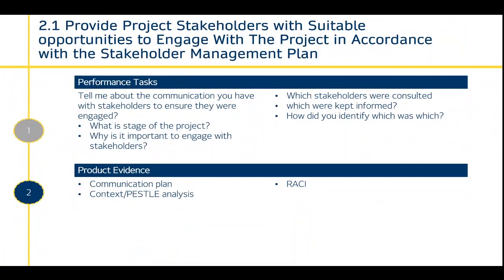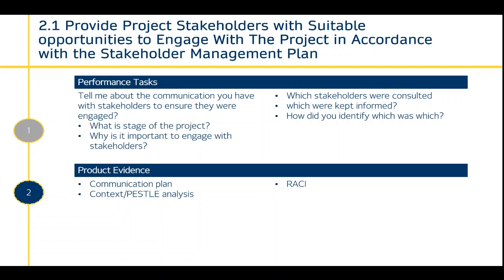First outcome is about project planning. Second outcome, project delivery. So we're now moving on to your projects running and you are managing and communicating with stakeholders. 2.1 is provide stakeholders with suitable opportunities to engage with the project in accordance with the stakeholder management plan. So that is you allowing stakeholders to communicate and have input towards the project management plan.